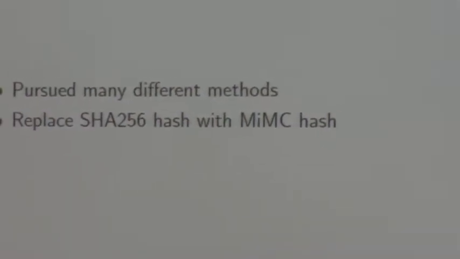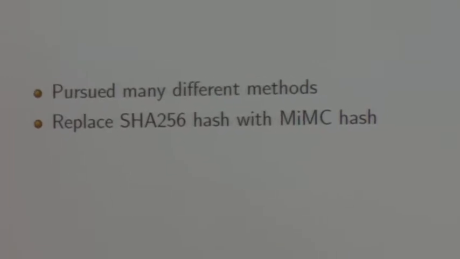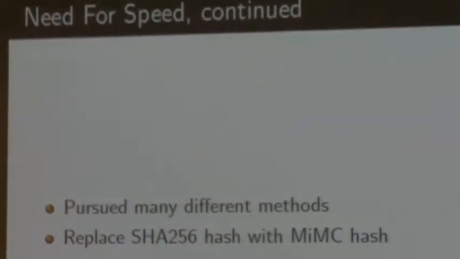And so we pursued many different methods. Right now we're using ZK-SNARKs, but we looked at different types of zero-knowledge proofs, like Bulletproofs and Groth-Sahai proofs. And we looked at combining them in weird ways. But ultimately we found that the best way to improve performance was to replace the SHA-256 hash function with the MiMC hash function. The reason for this is that the vast majority of the things that you're proving in your ZK-SNARK proof are just various computations of the SHA-256 hash. So if you replace it, we can significantly improve performance.